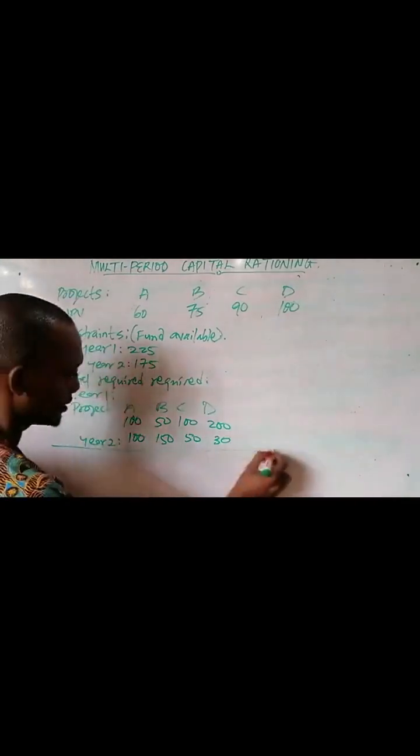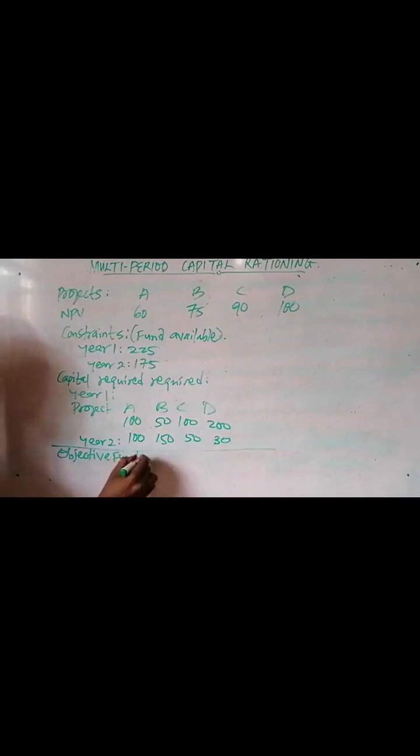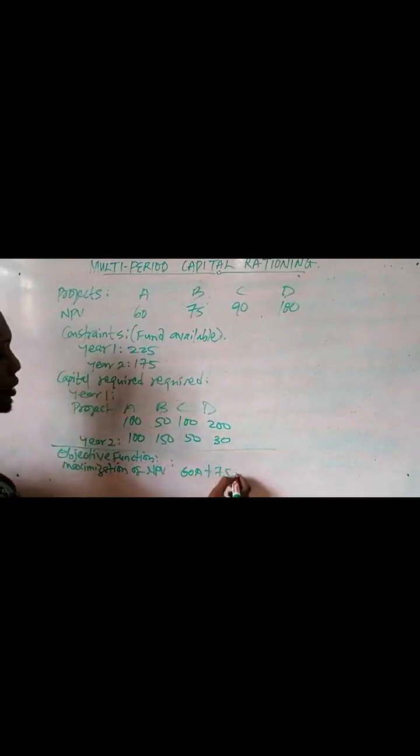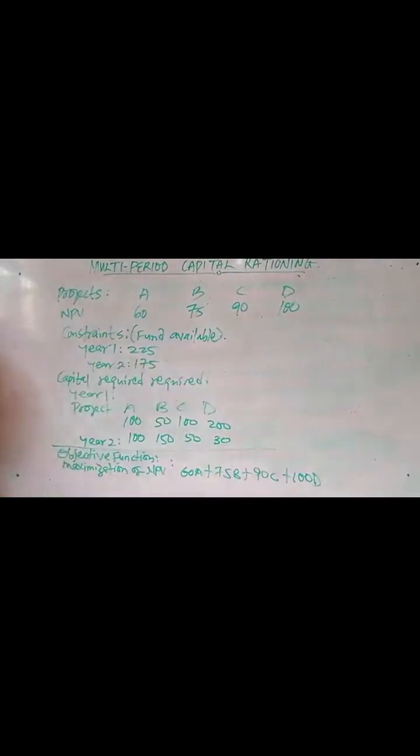Now we have to formulate our objective function. This is the scenario in which we have our objective function, which is the maximization of shareholders' wealth, the allocation of NPV. It will now be 60A plus 75B plus 90C plus 100D. That would be our objective function.